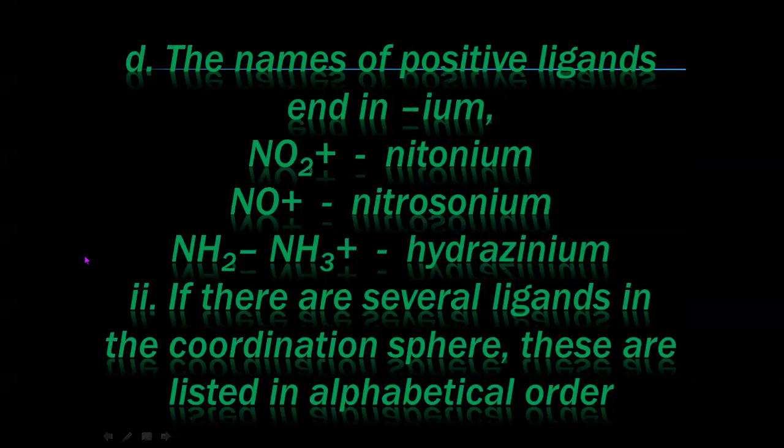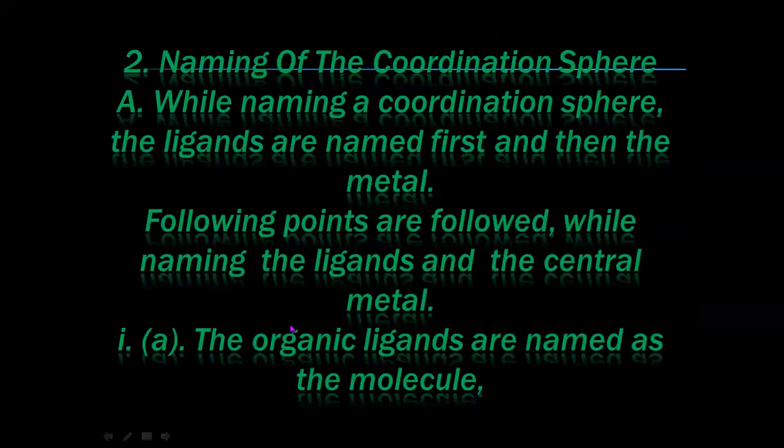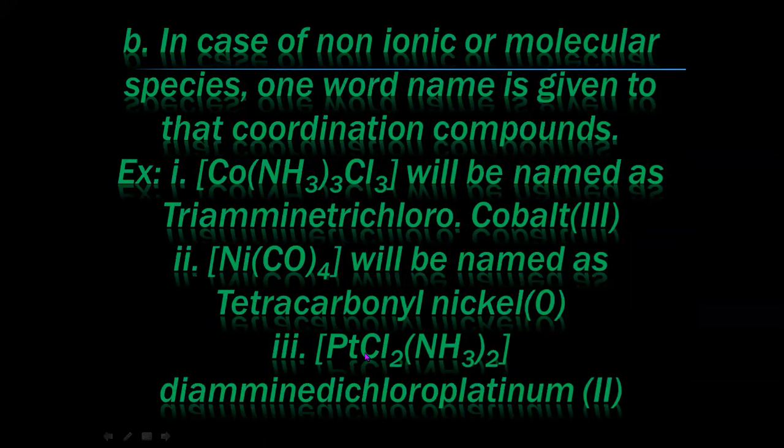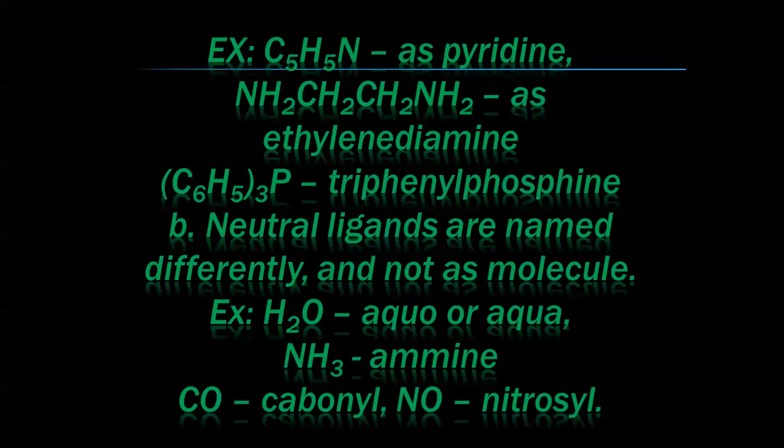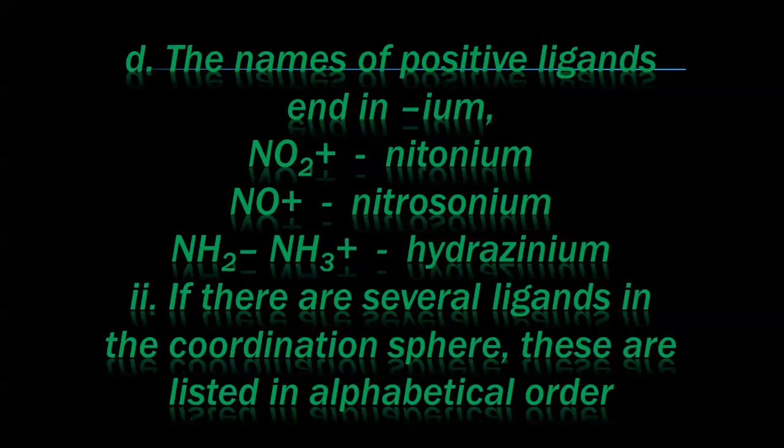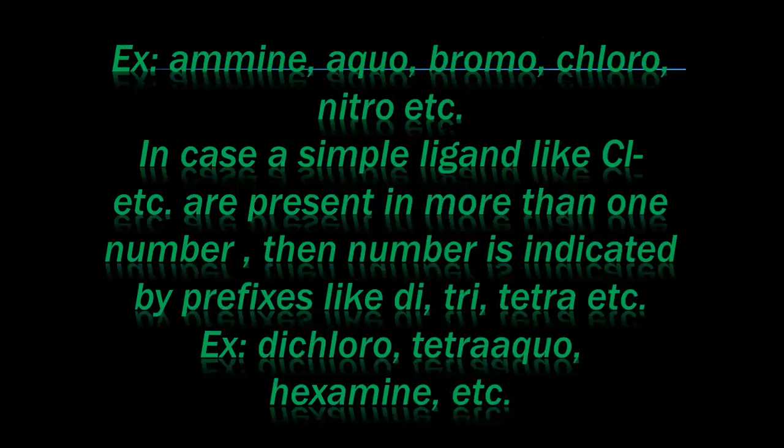The next rule is again for naming a ligand. We may have more than one ligand, as we have seen in one of the examples here, Cl, NH3. In 2-3 examples, we have seen that more than one type of ligand is present. Therefore, when there are several ligands in the coordination sphere, these are listed or named in alphabetical order. We have to see with which alphabet the name of the ligand starts, in the order of ABCD.